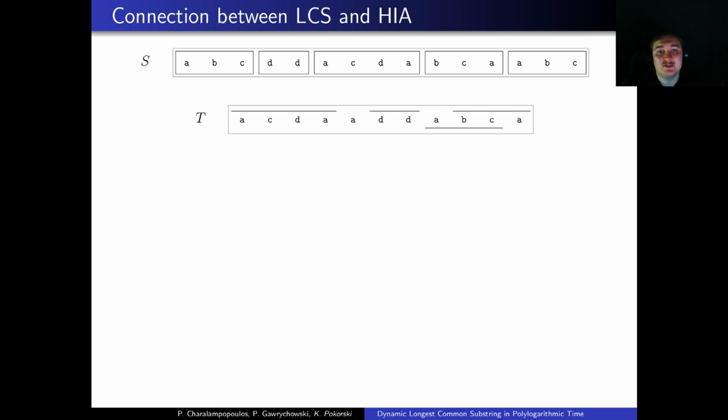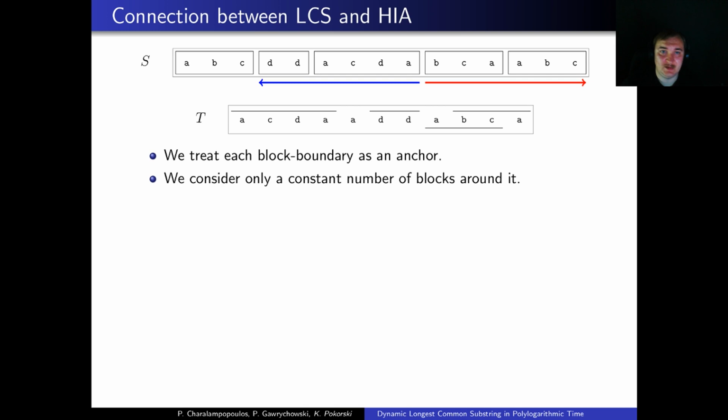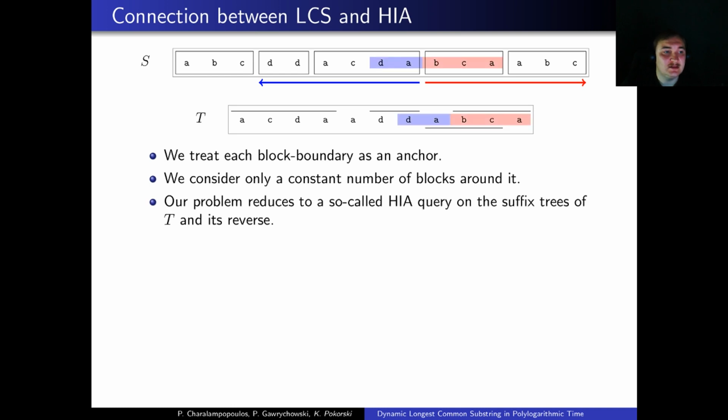So how does this block decomposition help? To find any common substring of S and T, we focus on block boundaries, and we treat each block boundary as an anchor for our common substring. Any common substring can go from this anchor at most 2 blocks to the left and 2 blocks to the right. Actually, it won't be 2 full blocks, but at most a block and some part of another block. So only a constant number of blocks needs to be considered to the left and to the right.